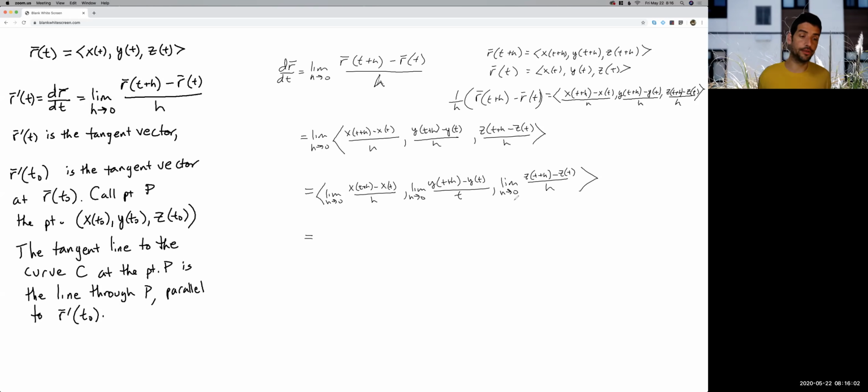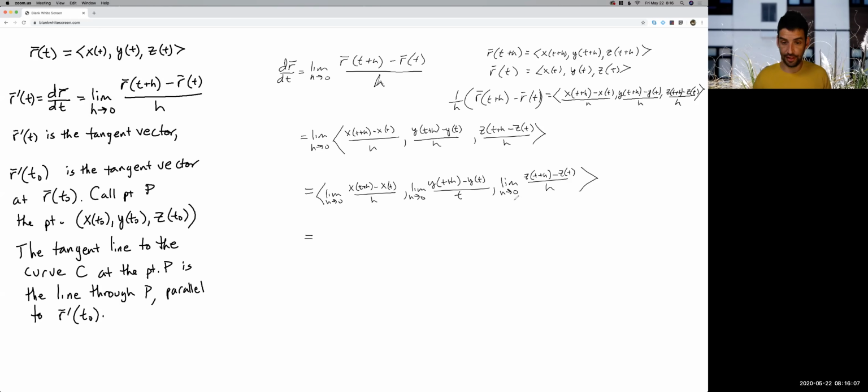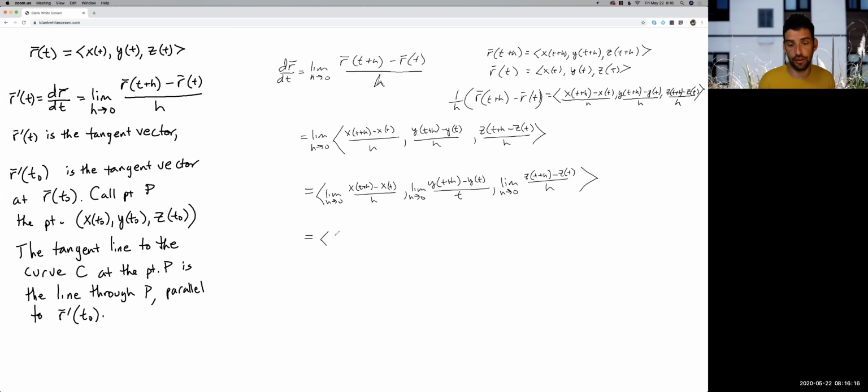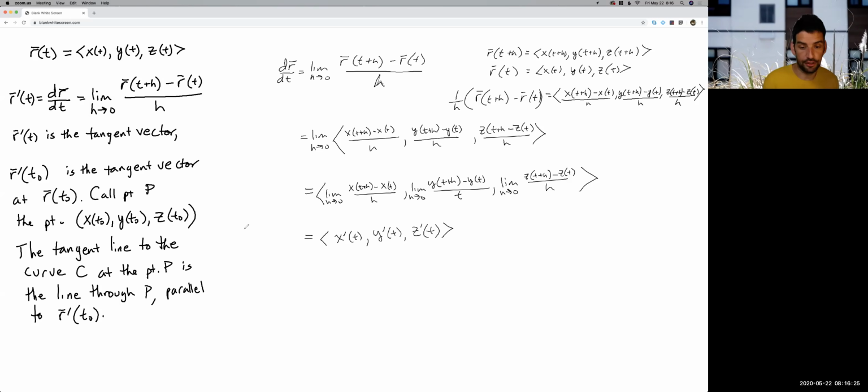Those are just regular real valued functions. Okay, and so each one of these individual components should look very, very familiar to us. This is just the definition of the derivative of x as a function of t, y prime of t, z prime of t. And so taking the derivative, as long as all of these limits exist, is as easy as we could imagine.